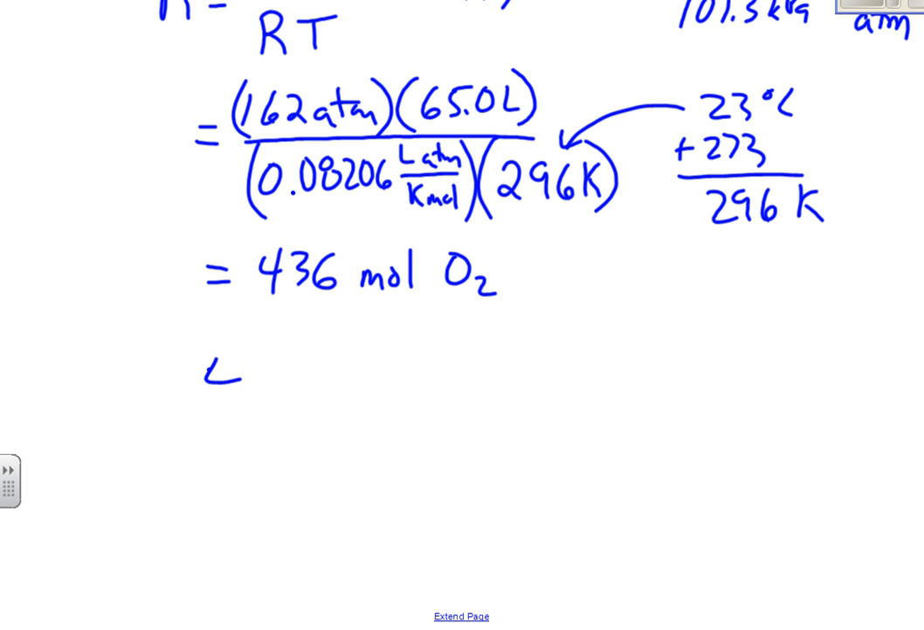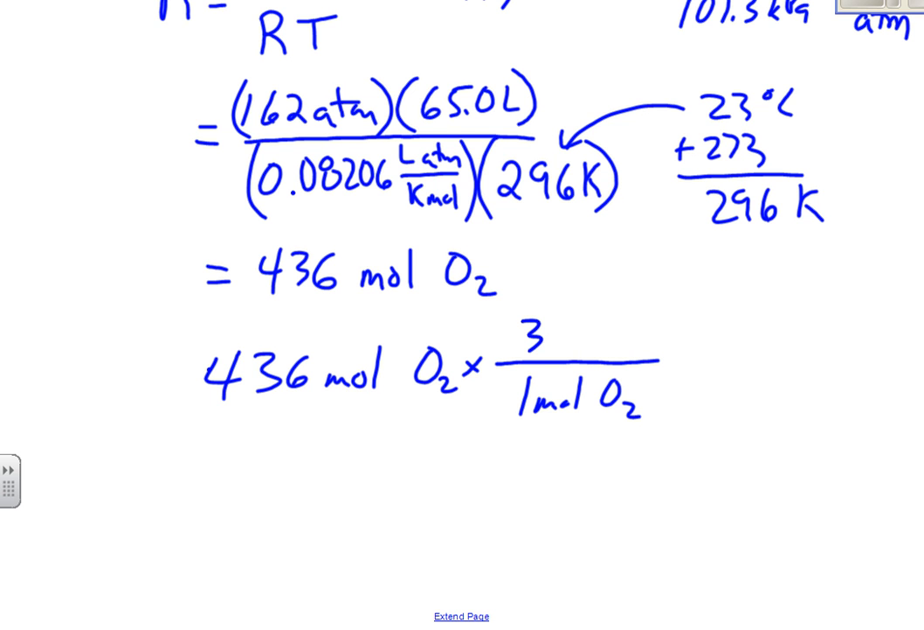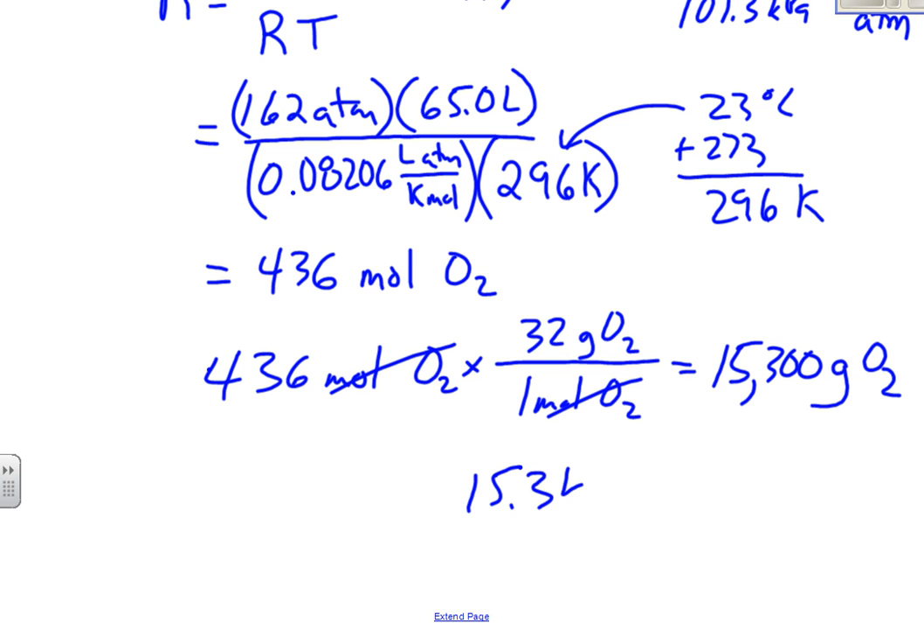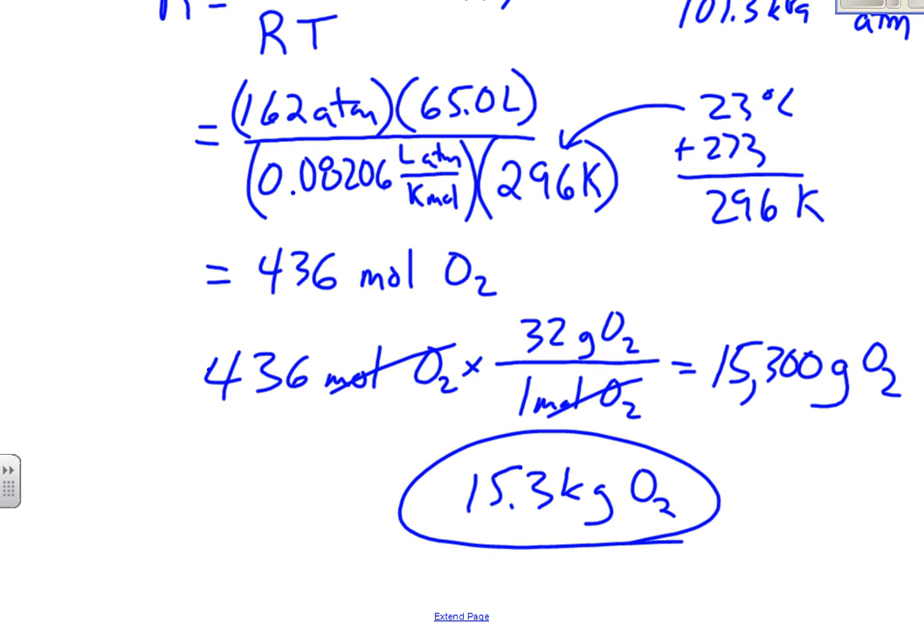Use our stoichiometry, 436 moles of O2, and 1 mole of O2 is 32 grams of O2. Moles cancel out, and we get 15,300 grams of O2, or 15.3 kilograms of O2. So that would be the mass of the O2 that would be found in this cylinder.